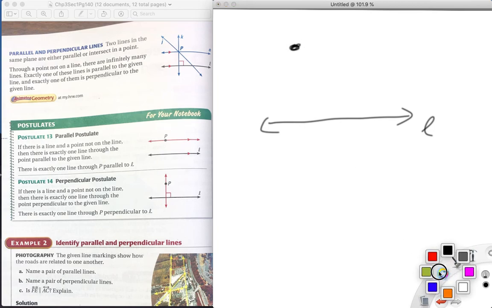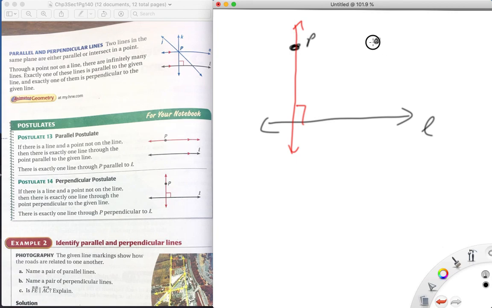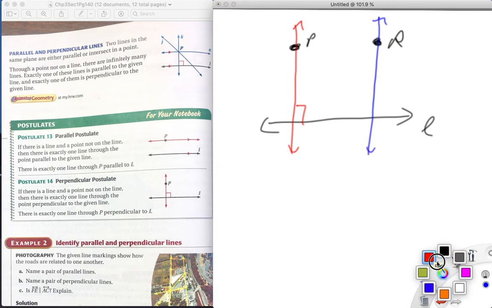There exists one line through point P, exactly one line, that is perpendicular to the given point. Again, there's exactly another point. Call it point R. There exists only one line through that point that is perpendicular to the given line.